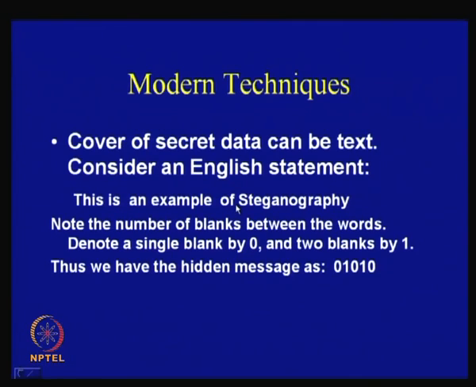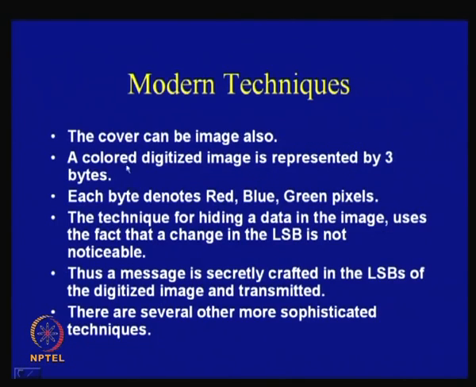Okay, so now if you denote a single blank by a 0 and two blanks by 1, then you can actually say that there is a hidden message in this benign-looking text. It could be like 0 1 0 1 0. So although you are communicating "this is an example of steganography," what you are actually trying to communicate is this piece of information. Okay, so this is quite an interesting way of obtaining confidentiality.